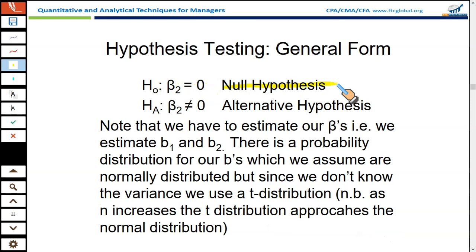Null hypothesis, beta 2 is equal to 0, and alternative hypothesis, beta 2 is not 0. It could be positive or negative. So note that what we want to do is estimate our beta. We want to estimate B1 and B2.